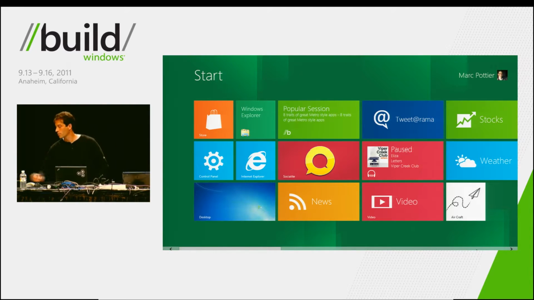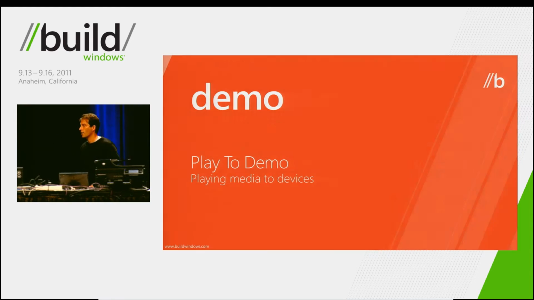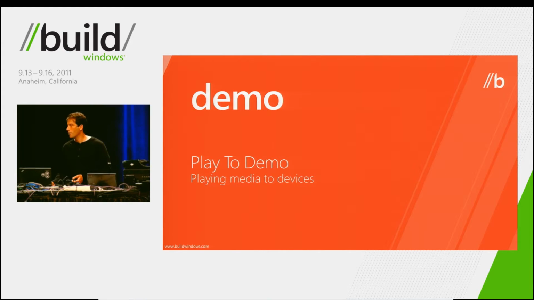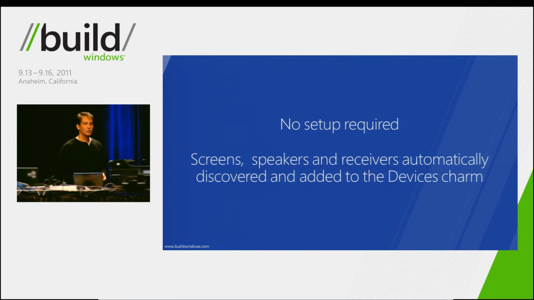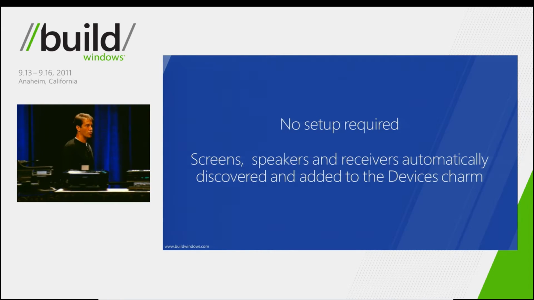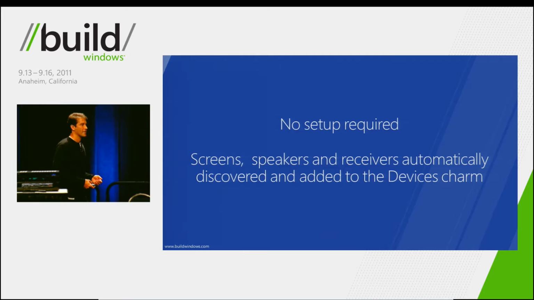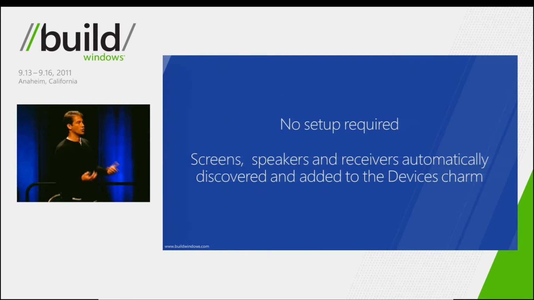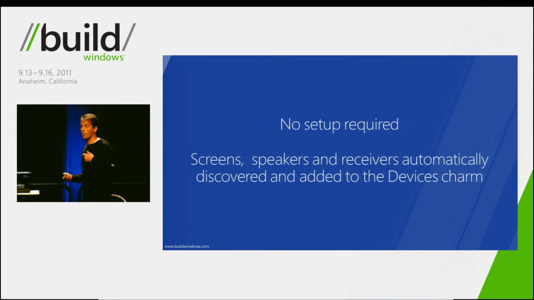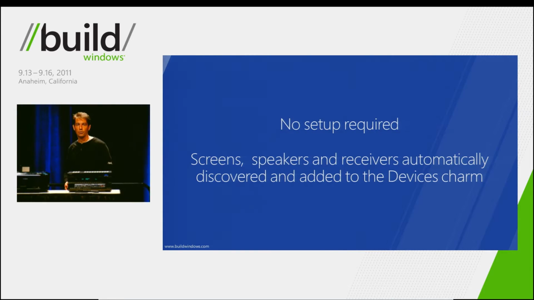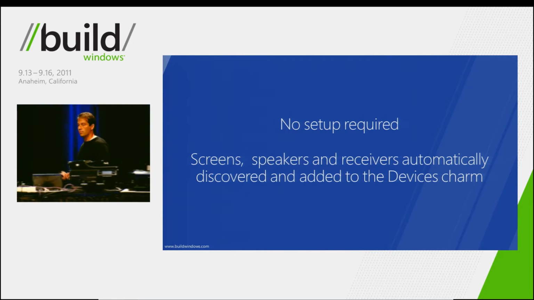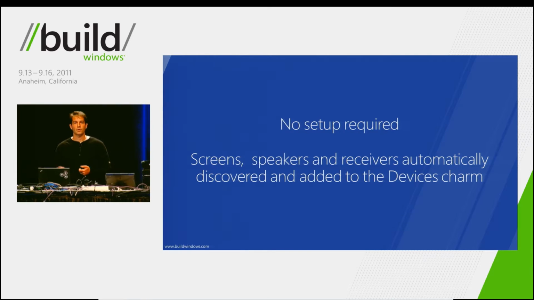Let's go switch back. It's pretty cool. You're going to see some patterns here. Just like print, there's no setup required. If you take your device home and you just join it to your network, we're going to go look for Play To devices and we're just going to install them. And they're going to show up. If they have companion applications with them, or if they have a Metro-style application, we'll install that with it too. So there's no effort on the part of a user. Once they've connected their devices to their network, they're done. They'll just show up.